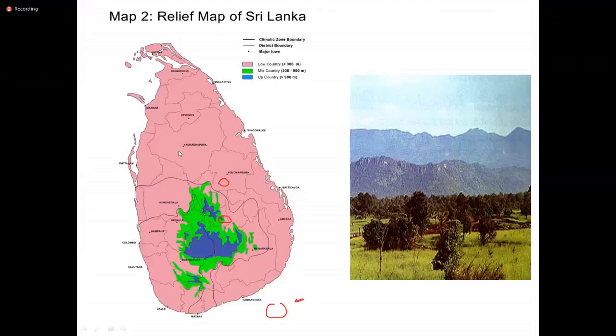Okay. So then if you look at the relief map of Sri Lanka, again we have low country, mid country, up country. This is based on the elevation. The earlier picture was based on the rainfall pattern. Now it's based on the elevation, right? So you can see the areas that come across. The pink color here is saying low country.